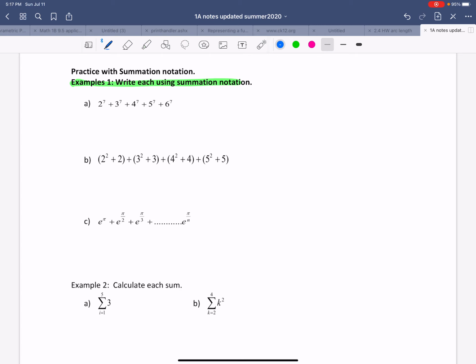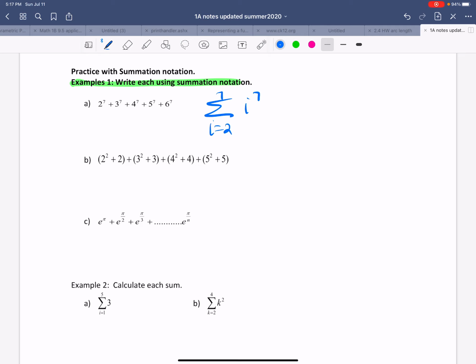We have 2 to the 7th power plus 3 to the 7th power plus 4 to the 7th power plus 5 to the 7th power plus 6 to the 7th power. We can write it using summation notation. We can say i equals 2 to 6, and we have i to the power 7 here. So, summation i equals 2 to 6 of i to the power 7.